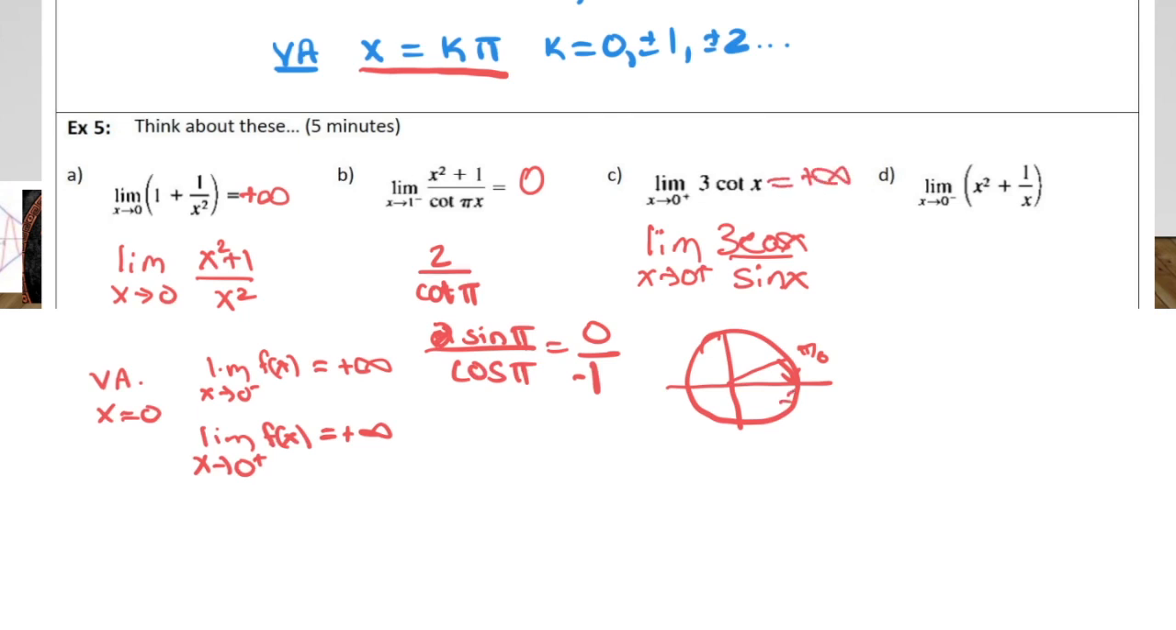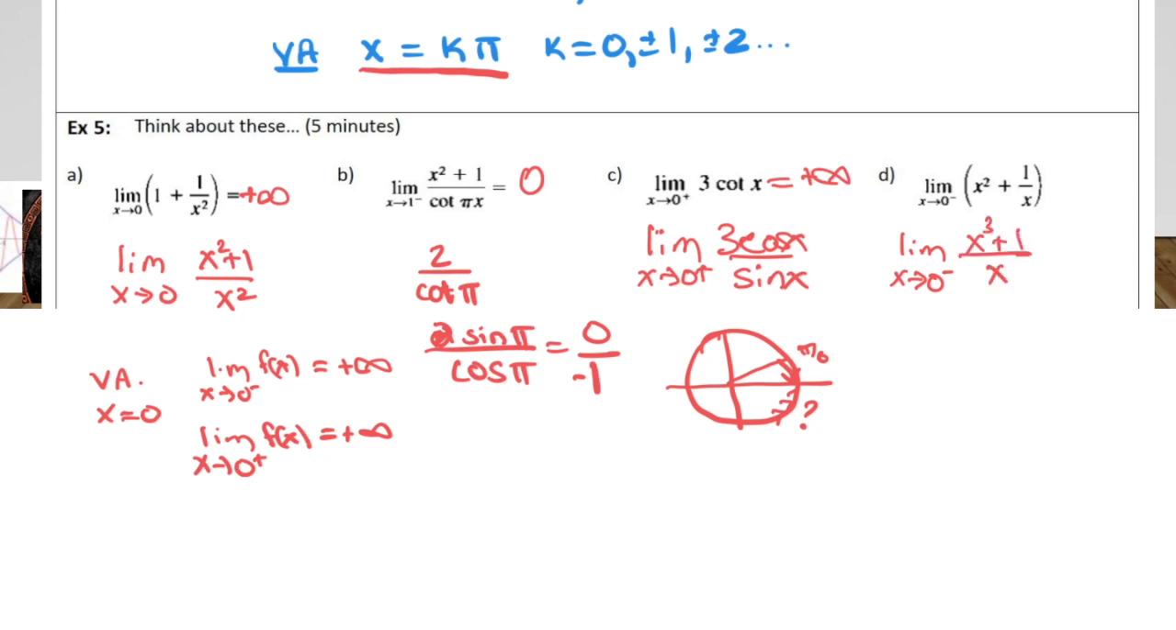And if you are approaching from the other side, it doesn't matter now, does it? Because we were approaching from the right. Now, question D, you're approaching 0 from the left. So perhaps you followed the similar idea. Rewrote this as x approaches 0 from the left, x cubed plus 1 over x.